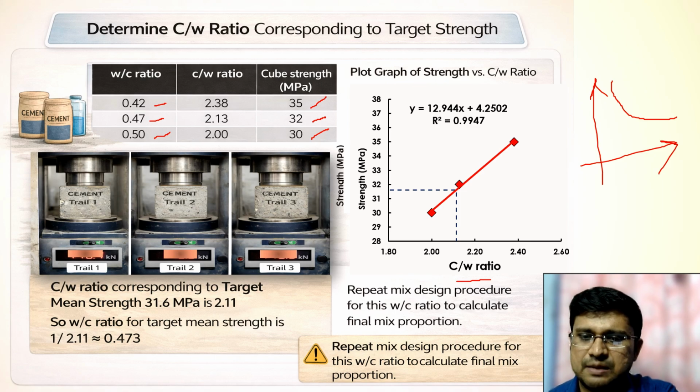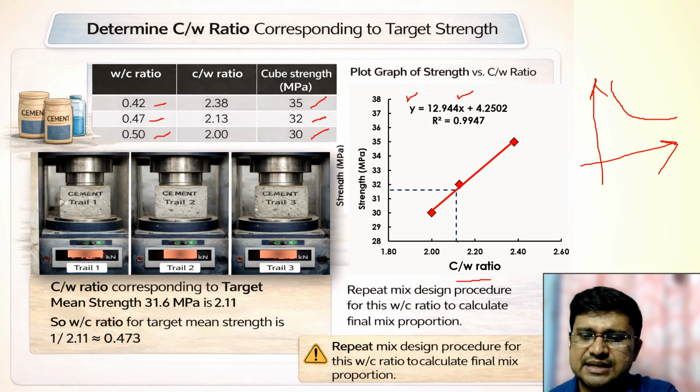Now these three will be the points, and we will connect them by one straight line. Now the best thing is if we use an Excel sheet. If we use an Excel sheet, we can actually get the proper trend line, which is the best fit line. And from the best fit line, Y is the strength and X is the cement water ratio. So if we get the simple expression of the best fit line, then putting the value of Y as our target mean strength, we can get the actual value of cement water ratio.